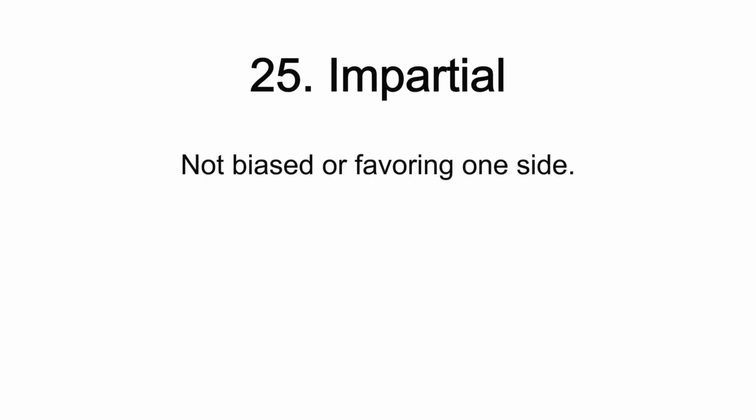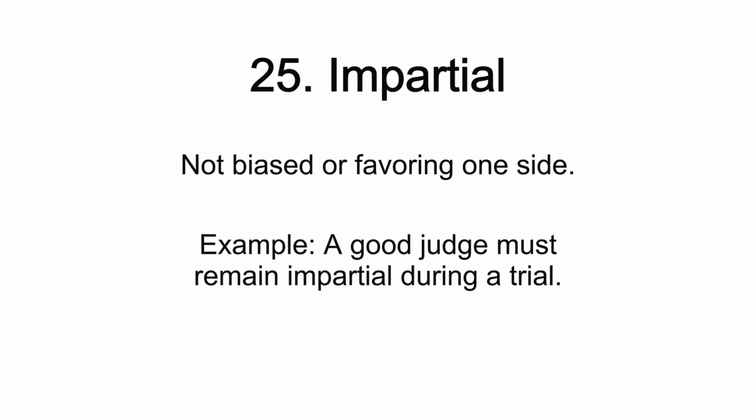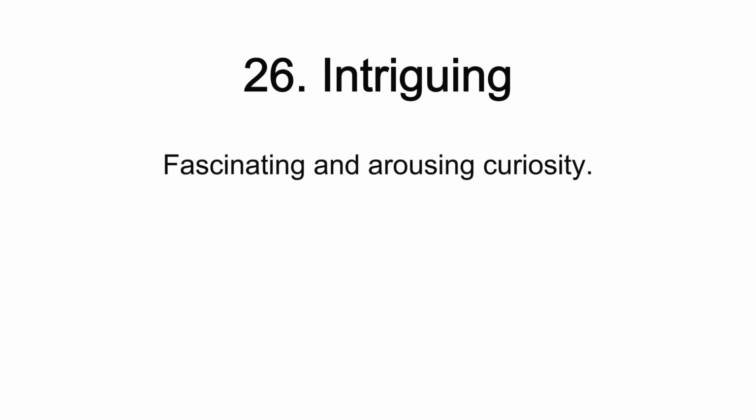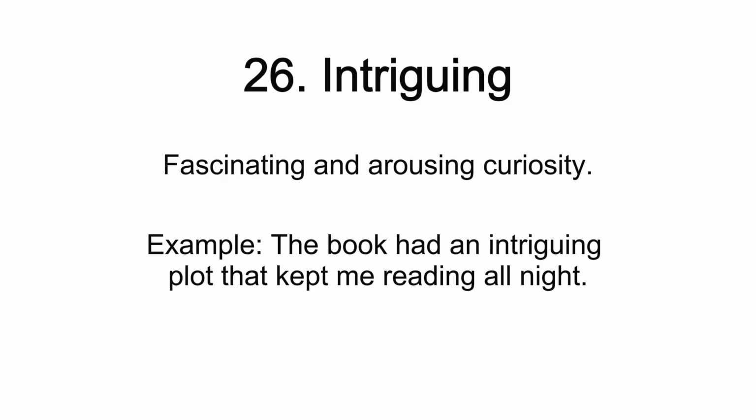25. Impartial. Not biased or favoring one side. Example: a good judge must remain impartial during a trial. 26. Intriguing. Fascinating and arousing curiosity. Example: the book had an intriguing plot that kept me reading all night.